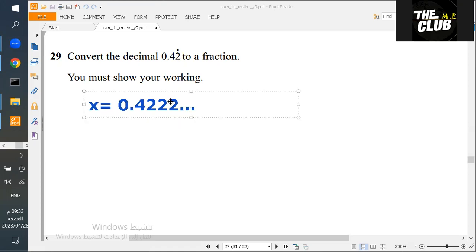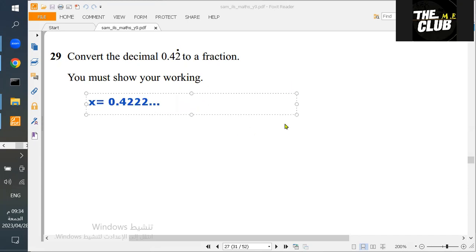Let's make it smaller because I don't know if I have space. Thank you for that. Can see it.